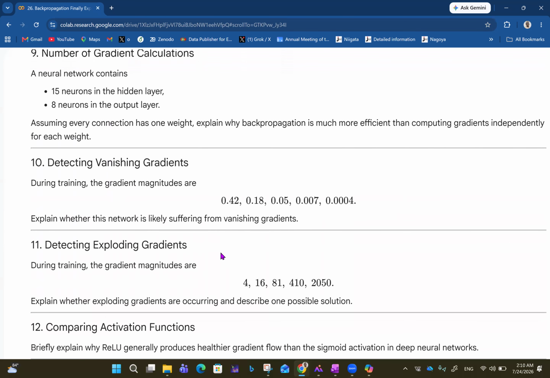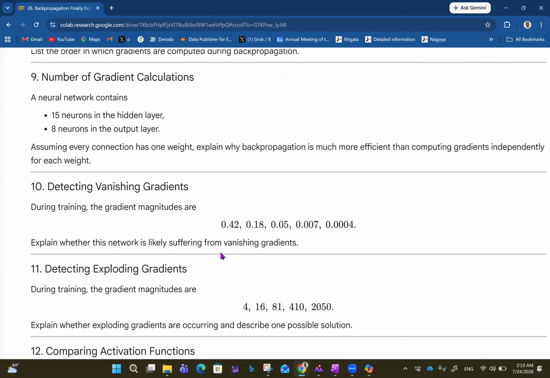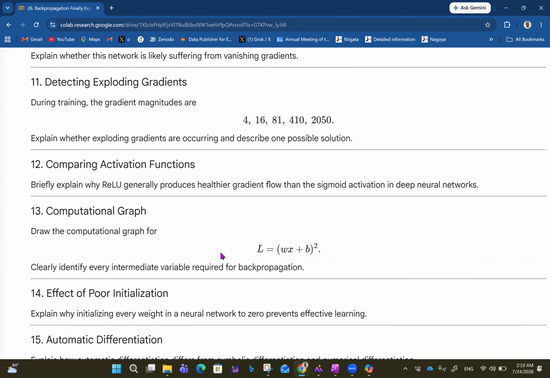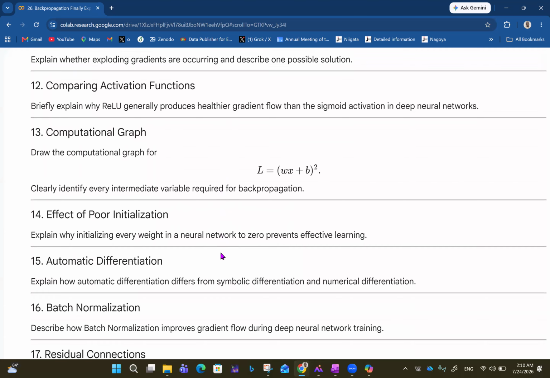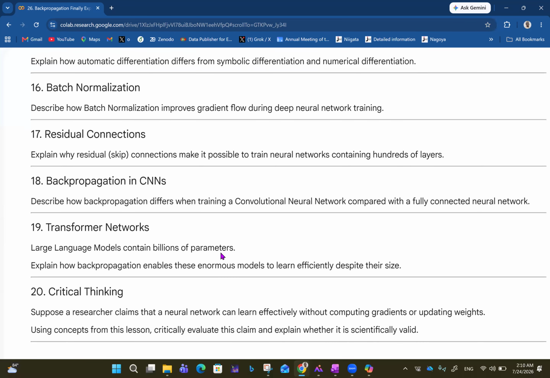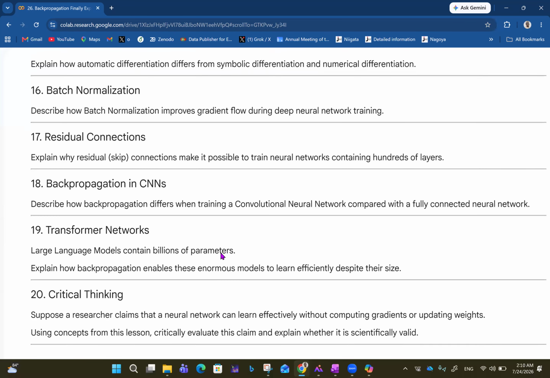Here you have problems 9 to 11 all showing. Then now you have 12 to 16 all showing. And then 16 to 20 here.